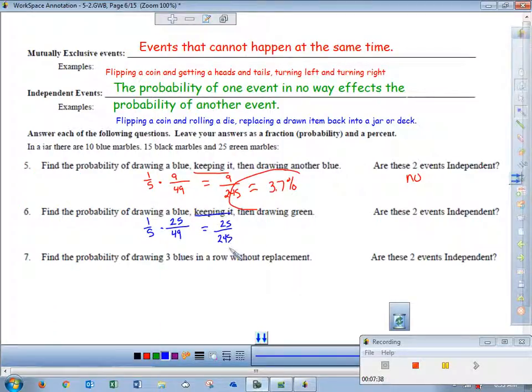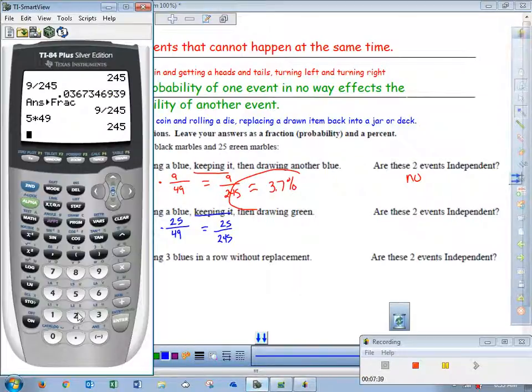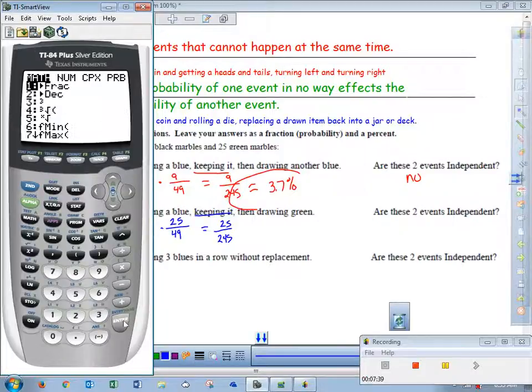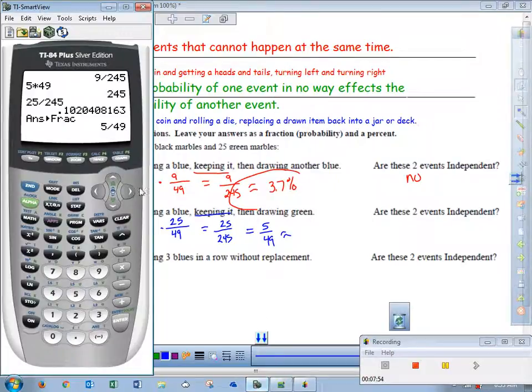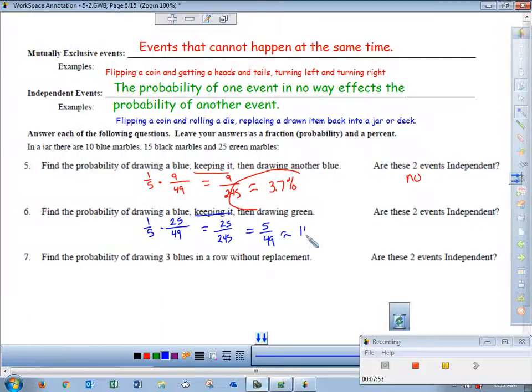That will definitely reduce. So let's do 25 divided by 245. Math, enter. 5/49, and that would be about 10%. Let's see what that was. Yeah, about 10.2%. Are these events independent? No, because we didn't replace. Anytime you don't replace, those are dependent events. They're not independent. Find the probability of drawing 3 blues in a row without replacement.